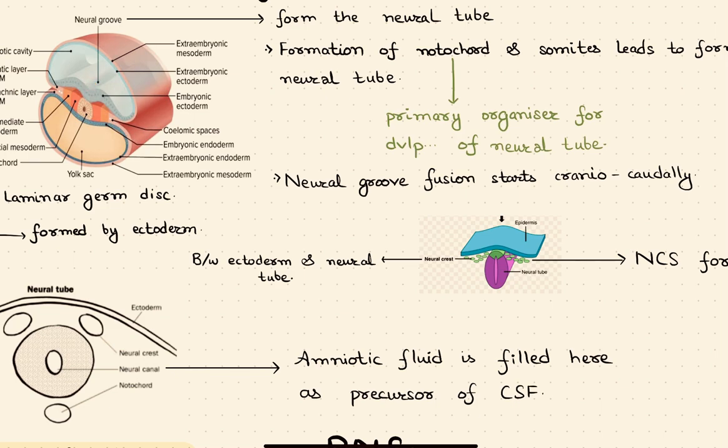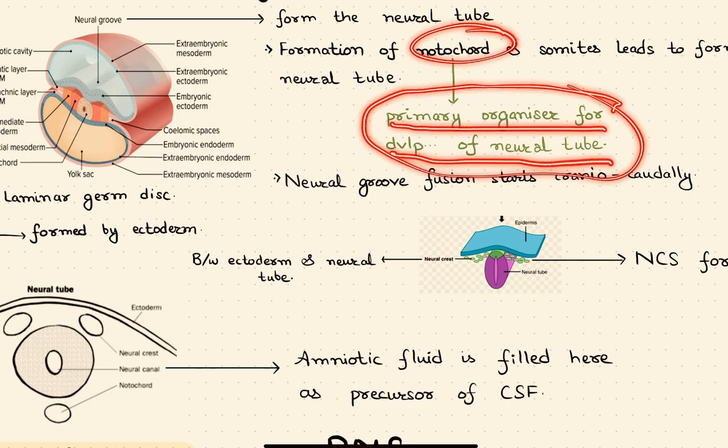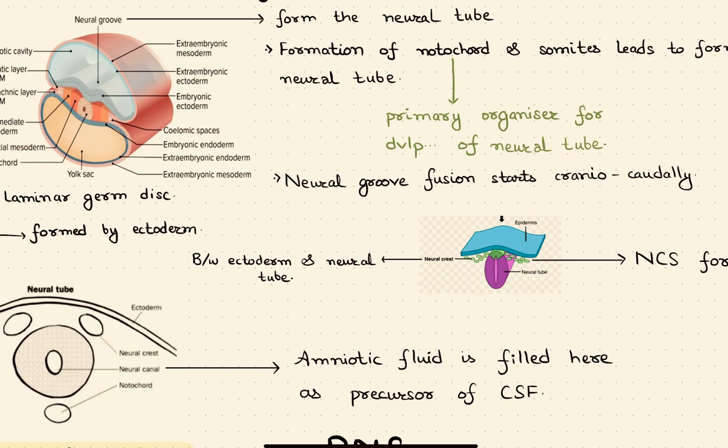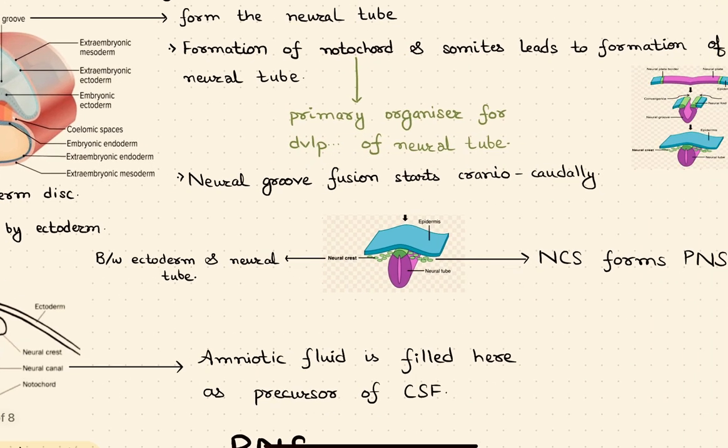Now what leads to the formation of this neural tube? When there is the formation of the notochord and somites, then there is the formation of the neural tube. A question is also asked in PG exams: which is the primary organizer for development of the neural tube? It is the notochord. So whenever we have the formation of the notochord, we have the formation of the neural tube.